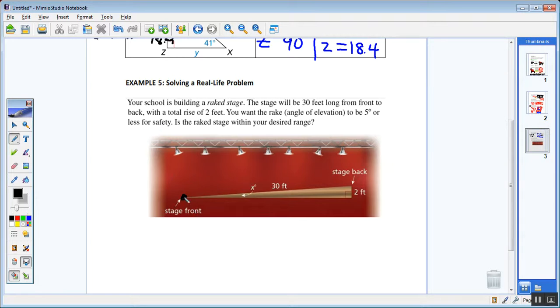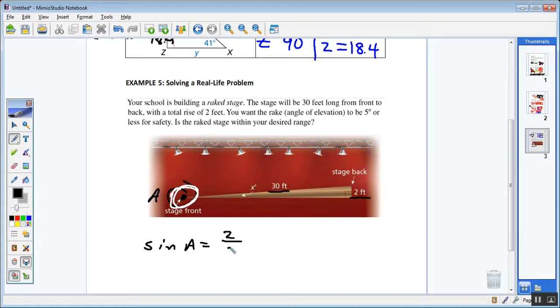The angle of elevation has to relate to the horizontal, so this is the angle we're really worried about. If that's the angle I'm working with, which two sides relate to that angle? 2 and 30. So we have to find that angle measure, hoping it's 5 degrees or less. What function would I use here? Let's call this angle A. So the sine of angle A equals what over what? 2 over 30.